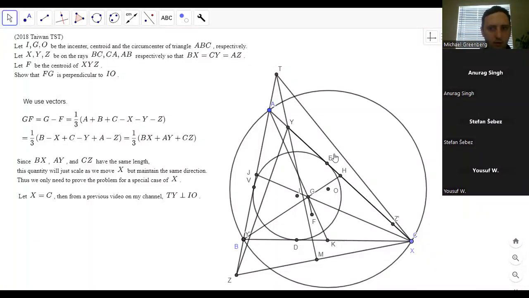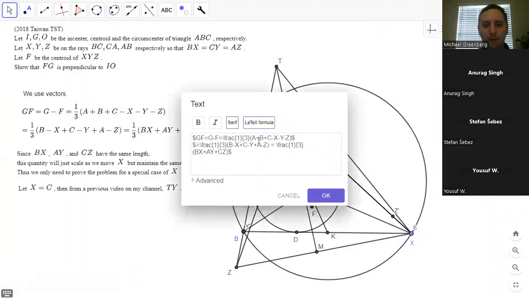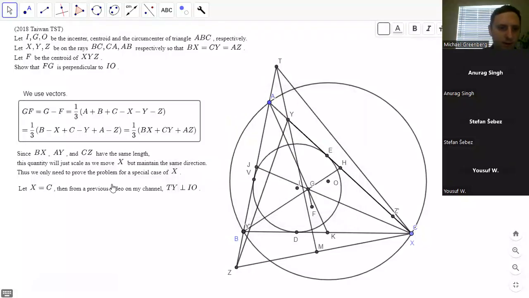Then here we would have. Yeah, you made some typo here. That's what he's talking about. I think it should be BX, CY, and AZ. Oh, good point. Yeah, it should be. So thanks for catching that.